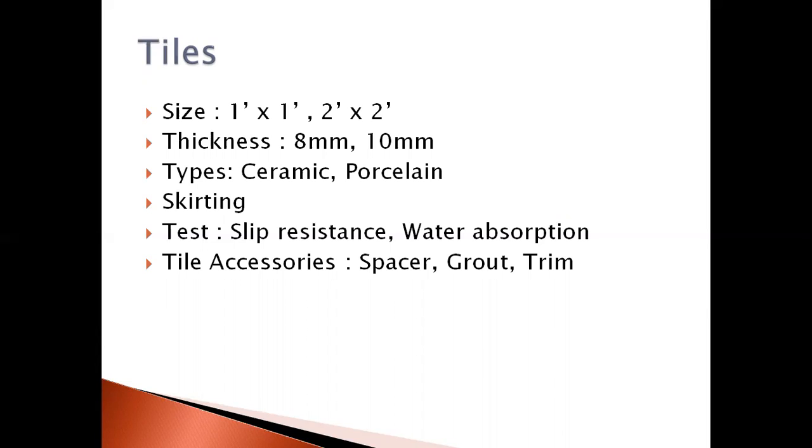Next, the standard thicknesses available are 8 mm thick and 10 mm thick. And we have types: ceramic tile and porcelain tile. And you should also know something about the skirting. If you take a single room, we have tiles laid in the floor, and throughout the periphery, at the bottom side of the wall, you have small cut pieces of the tile. That is known as skirting.